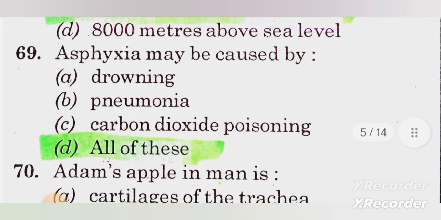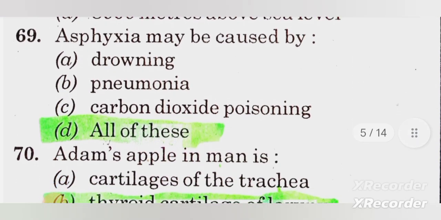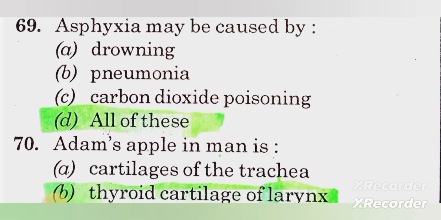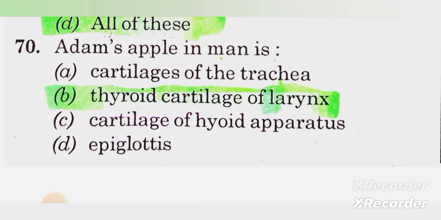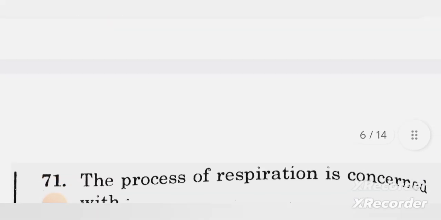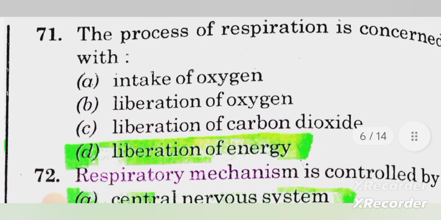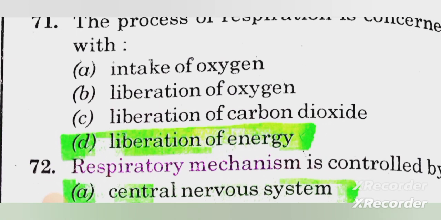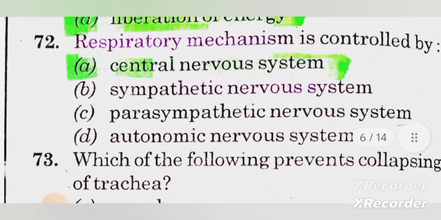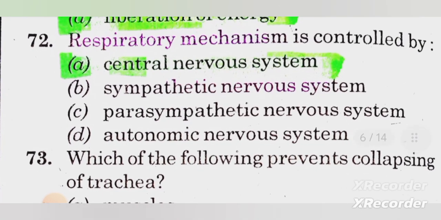Next, 69. Asphyxia may be caused by, answer D, all of these: drowning, pneumonia, carbon dioxide poisoning. Next, 70. Adam's apple in man is, answer B, thyroid cartilage of larynx. Next, 71. The process of respiration is concerned with, answer D, liberation of energy. Next, 72. Respiratory mechanism is controlled by, answer A, central nervous system.